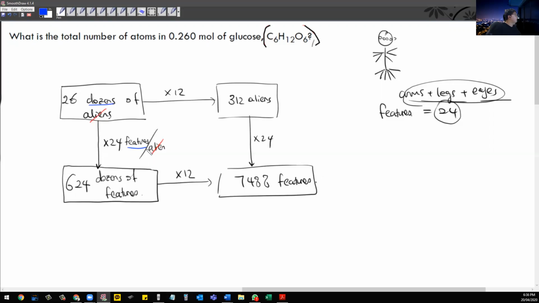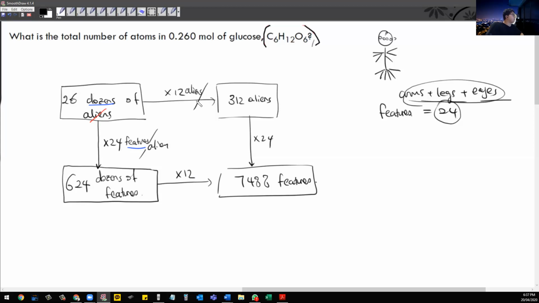But if you multiply by 12 first, 12 aliens per dozen, right? In that case, dozen will cancel out, and that's why you get 12 aliens, right? Anyway, you get features per alien here. And then when you have 624 dozens of features, you times by 12, then you get rid of dozens, so you end up with that many features.